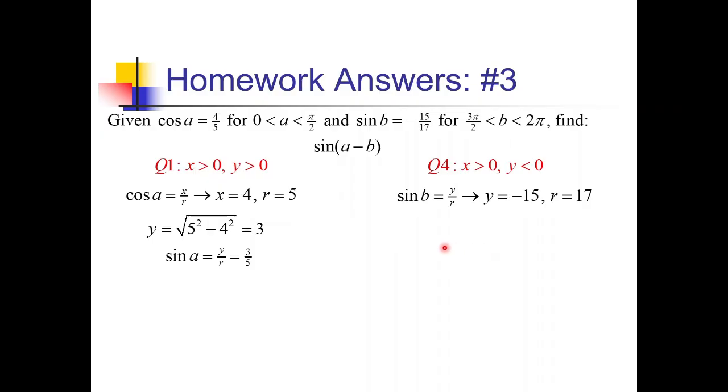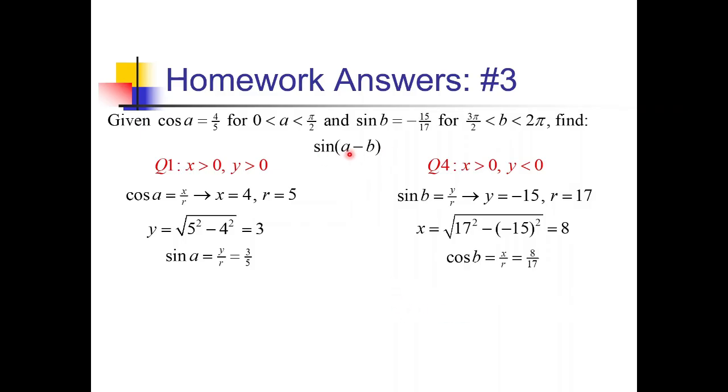Using my Pythagorean theorem to find x now instead of y, I'm going to have x equals the square root of r squared minus y squared. So 17 squared minus negative 15 squared. This is 289 minus 225, which is 64. The square root of 64 is 8. Cosine of b is going to be x over r, so that's going to be 8 over 17.